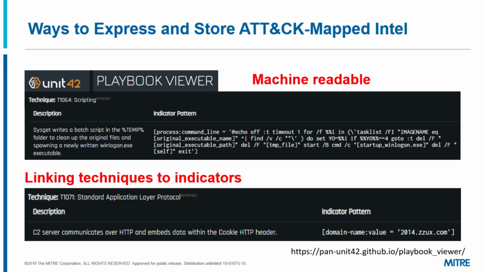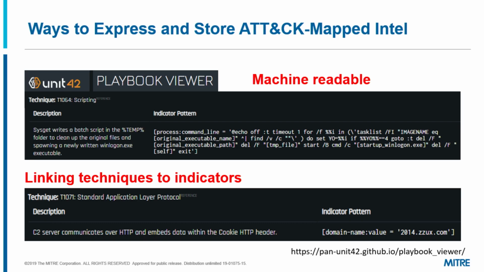Unit 42. They've also mapped to ATT&CK via their playbook viewer, and one thing they've done is include what they call indicator patterns, which has machine-readable text, things like process::command_line. Again, what we talked about earlier, you need to think about, is a machine or a human going to read this? Maybe this kind of format would work if a machine needs to read your data.